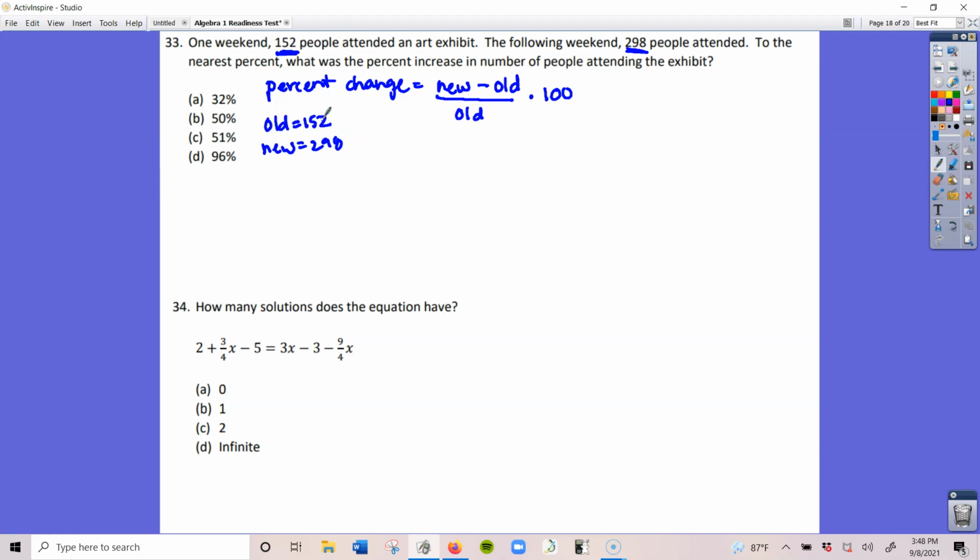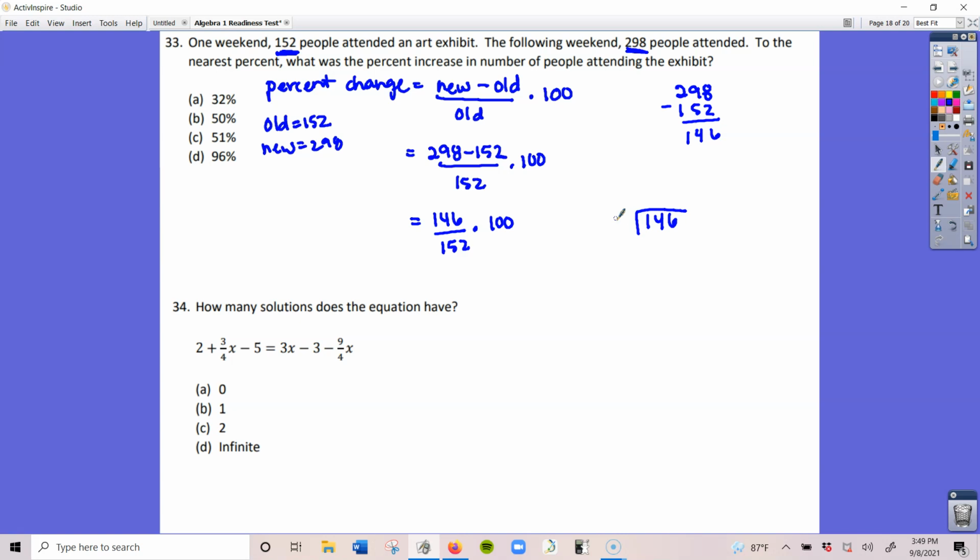So now that I know what is my old and what is my new, I'm going to plug it in here. So 298 minus 152 divided by 152 times 100 is going to give me that percent change. Let's do 298 minus 152. 8 minus 2 is 6, 9 minus 5 is 4, and 2 minus 1 is 1. So up here is 146 divided by 152 times 100. So let's do this division.